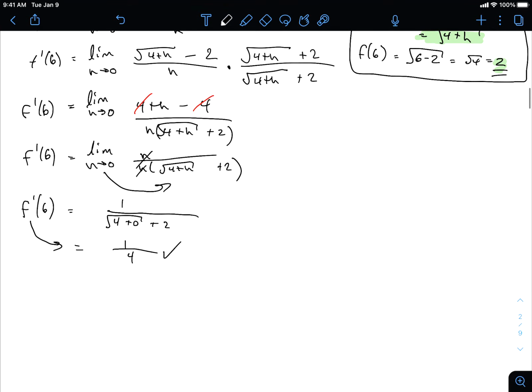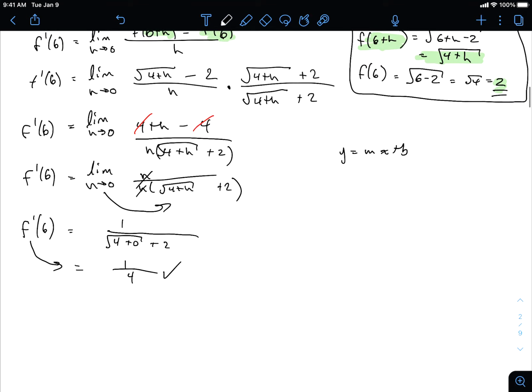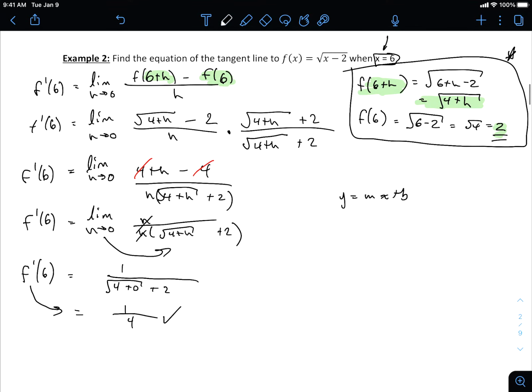You guys know, this is grade 9, right? We know the equation of a line is y equals mx plus b. If I were to write a list of unknowns and knowns here, you have found that m is 1/4, x is 6, and the y value we found to be 2. So, tell me what b is. Let's plug that stuff in there.